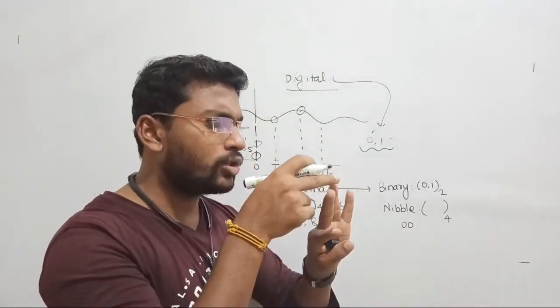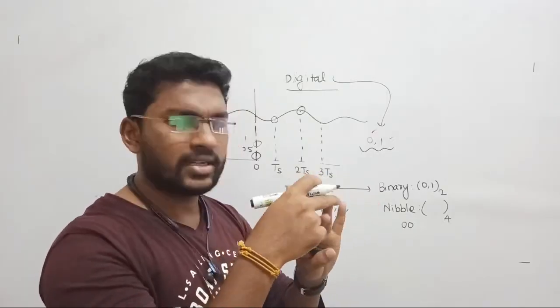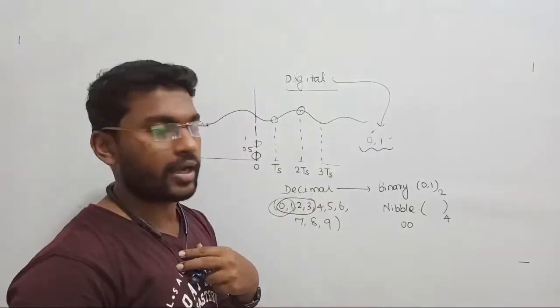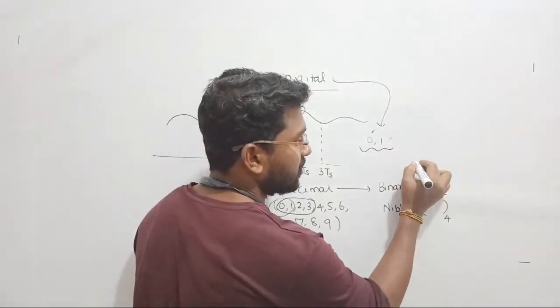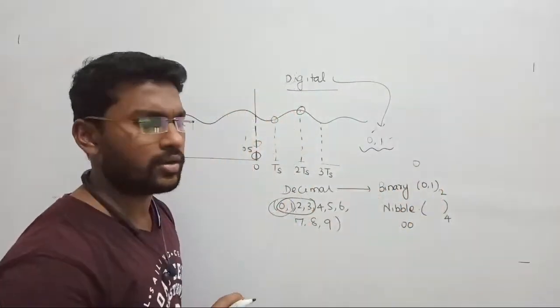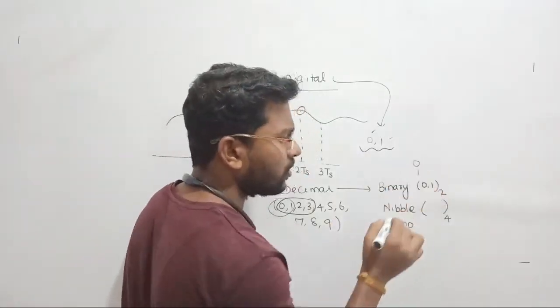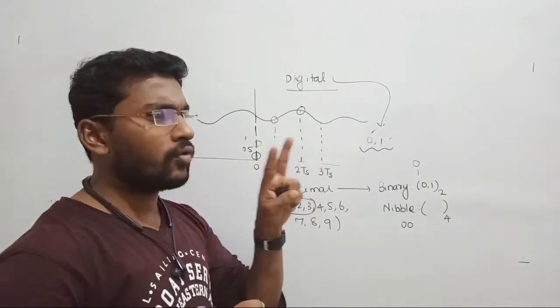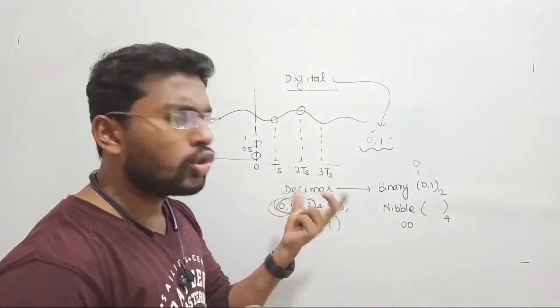I need 0, 1, 2, 3. I have to represent these 4 people, right? So how many bits should be required for me? See, if you want to represent 0, then 1 bit is sufficient. And next, if you want to represent 1, then 1 bit is sufficient. But if you want to represent 2, then I need 2 bits, right?